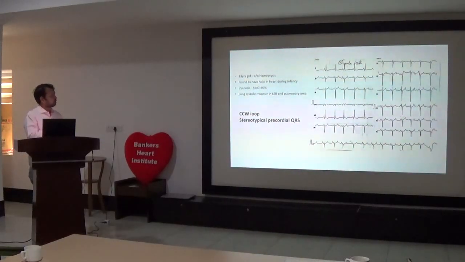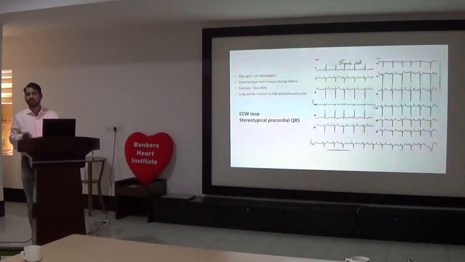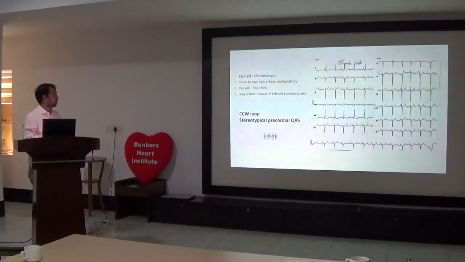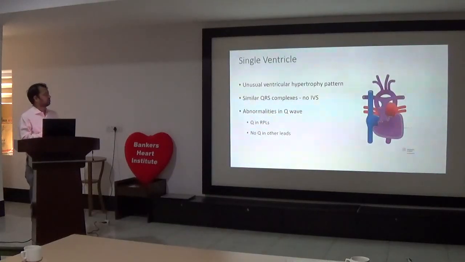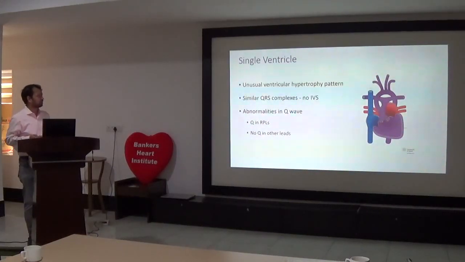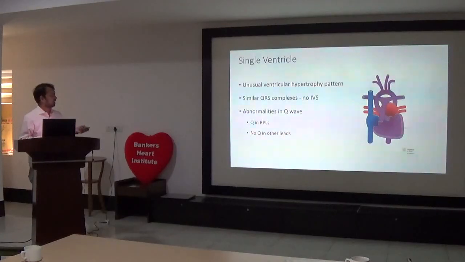Here we can see this counterclockwise loop, that is prominent S wave in V6 and stereotypical QRS complex. Here we can see only S waves in V1 to V6. There is no R wave. There is a typical single pattern of the QRS in anterior leads, termed as stereotypical QRS pattern. It can be observed in single ventricle. So this patient is a case of single ventricle. There is unusual ventricular hypertrophic pattern. Similar QRS complexes in recorded leads, there is no IVS, and other abnormalities of Q wave in right parasternal leads.